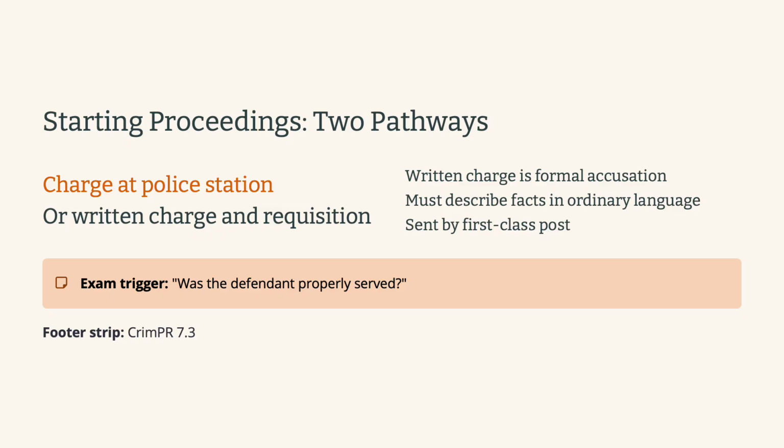The Criminal Procedure Rules, specifically rule 7.3, set out exactly what content is required. The charge must identify the offence, when it occurred, where it occurred, and the essential factual elements. So in the exam, it can ask, was the defendant properly served? Look for whether service complied with the rule 7.3 requirement. Defective service can undermine the entire proceedings.